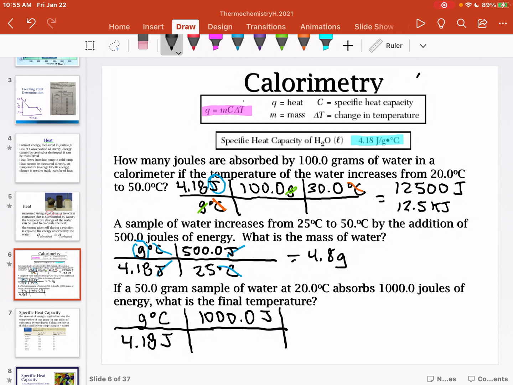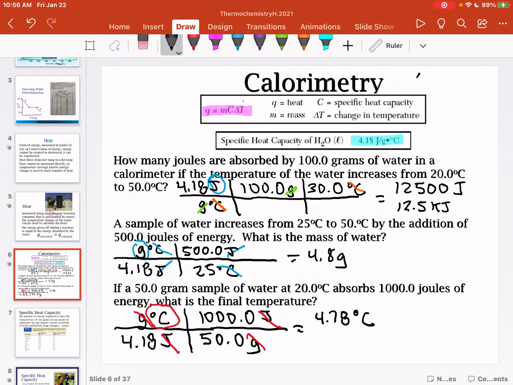And my 50 grams as my mass is going to cancel. And what you see we have left is my degrees Celsius. That's all I have left. My grams canceled, my joules canceled, and I have left my degrees Celsius. So when I go ahead and push buttons there, I get 4.78 degrees Celsius.